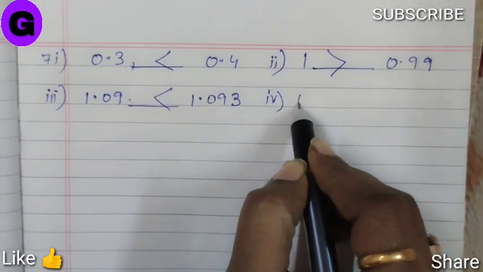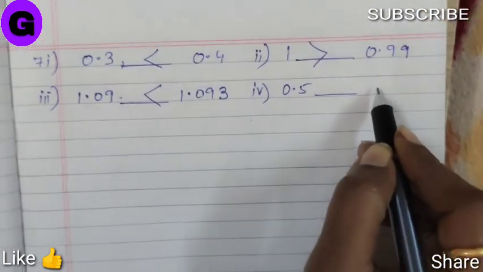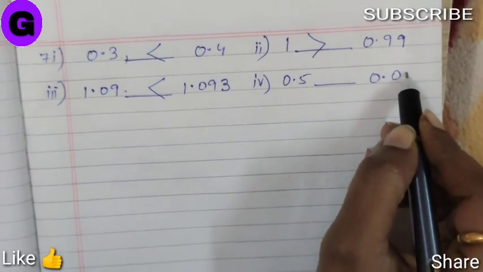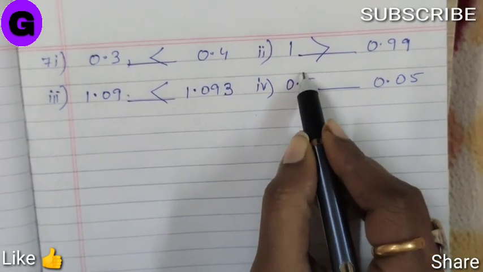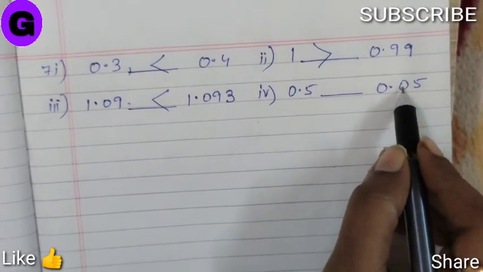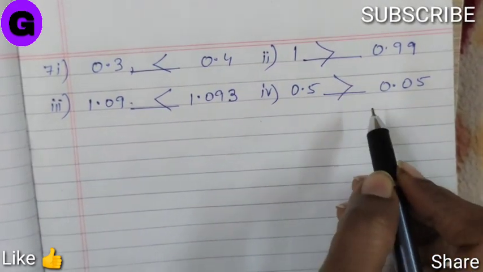Number 4, 0.5 and 0.05. So no doubt at tenths place we have 5 here and at tenths place we have 0 here. So this is greater.